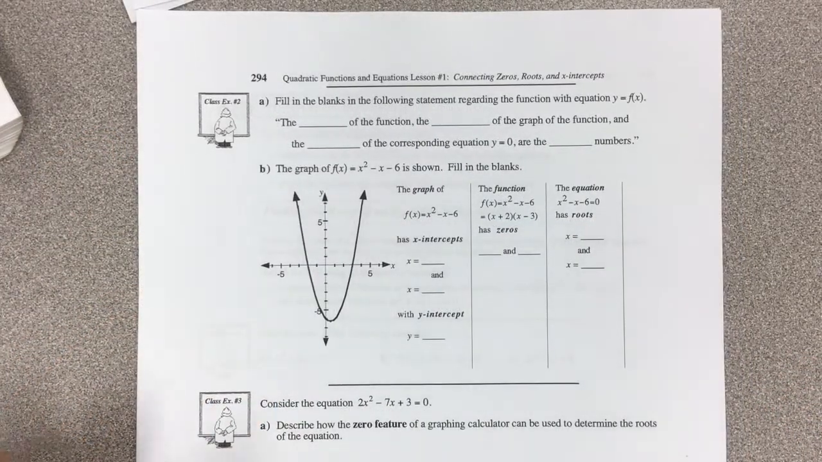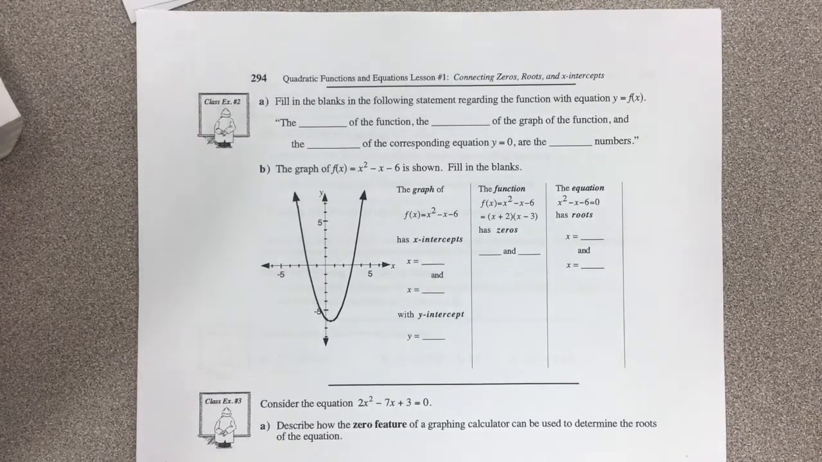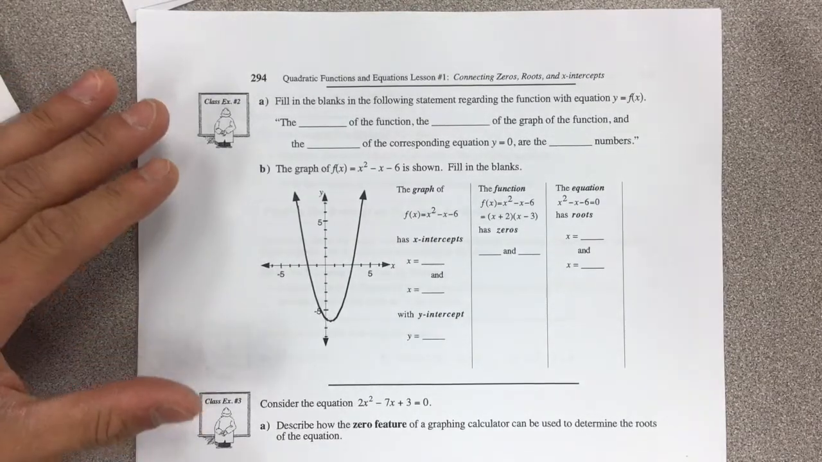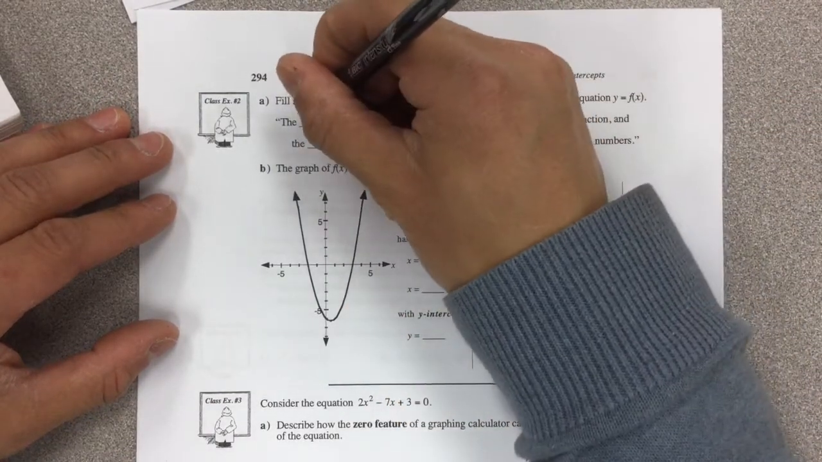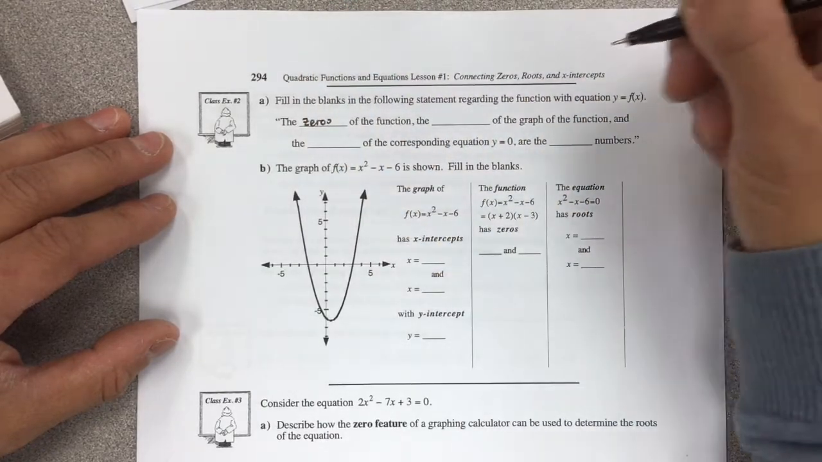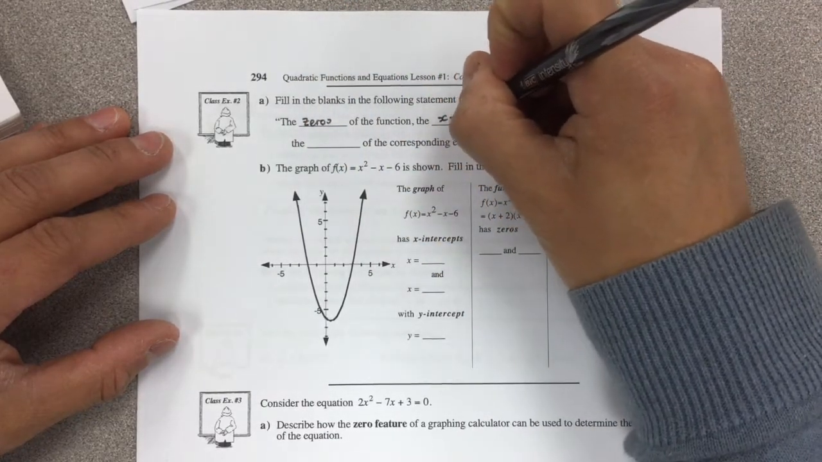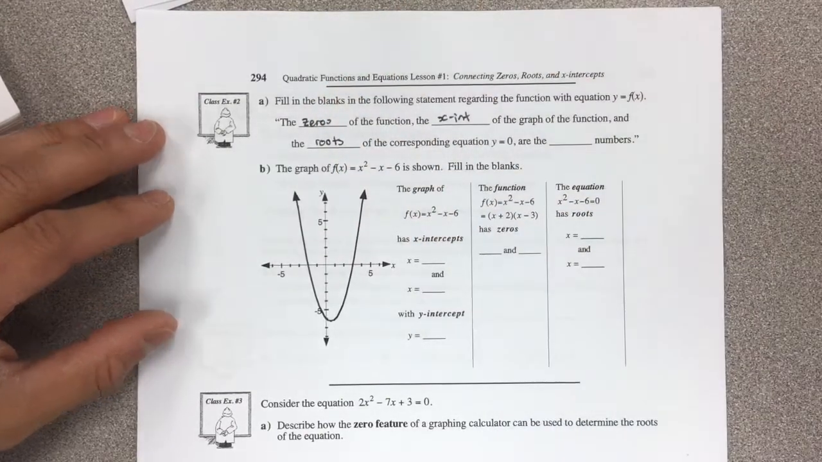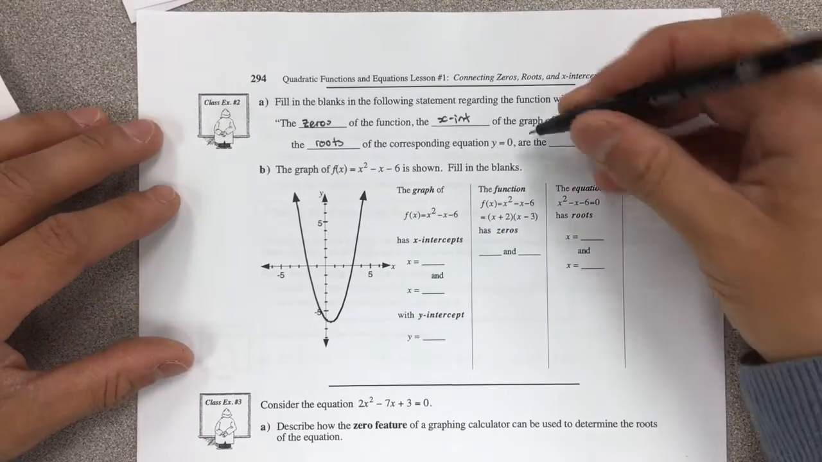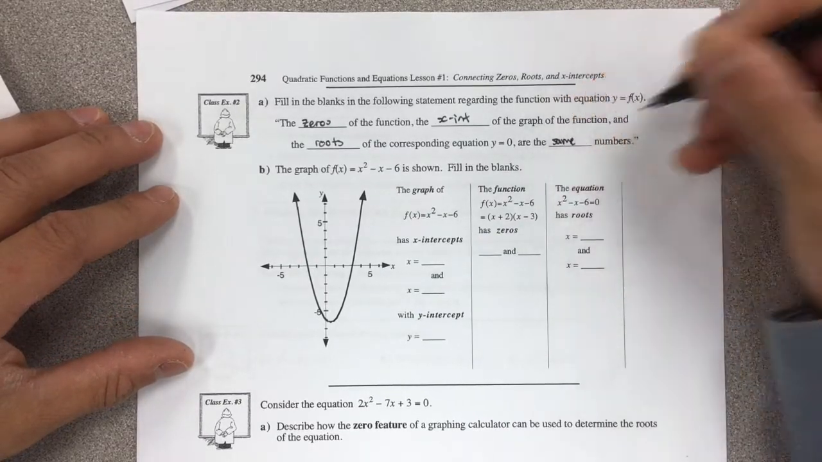I've skipped ahead to page 294, assuming we've gone through the investigation and built that connection to the zeros, the roots, and the x-intercepts. What we find after those investigations is that the zeros of the function, the x-intercepts of the graph of the function, and the roots of the corresponding equation when y is equal to 0 are the same numbers.